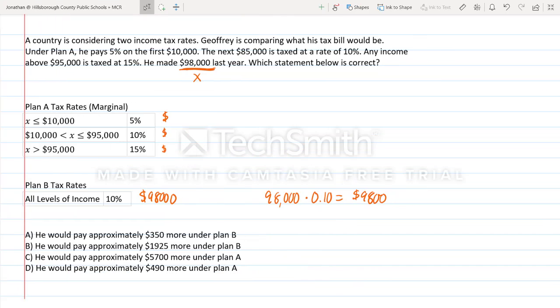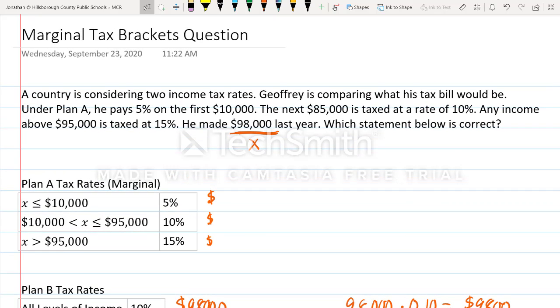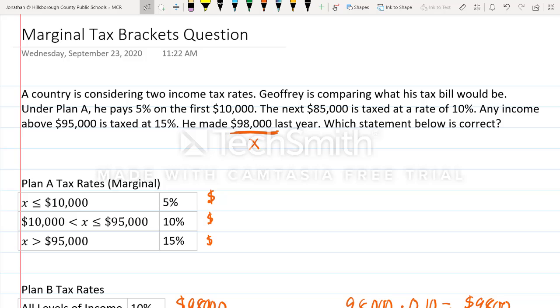Hey everyone, I was asked to go over a question that was on, I believe, one of your quizzes. This is a question about taxes, but specifically this is comparing marginal tax brackets to a flat tax. A country is considering two income tax rates. Jeffrey is comparing what his tax bill would be.